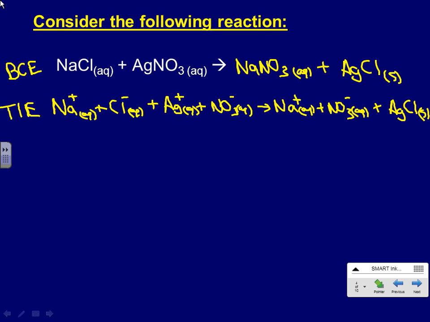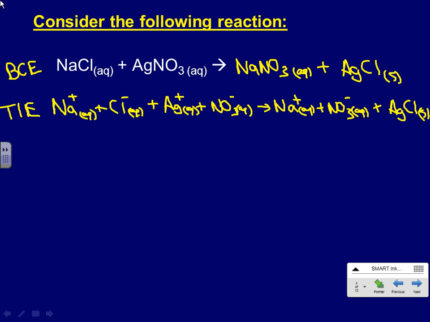Tell me an ion that exists on both sides of that chemical equation that are really exactly the same. Yep, Na plus. What else? Yep. No, the chloride isn't the same. This chloride is aqueous and is in solution. This chloride is stuck together with a silver and is in a solid. Those are different types of chlorides.